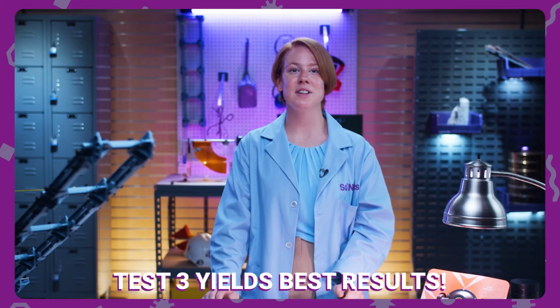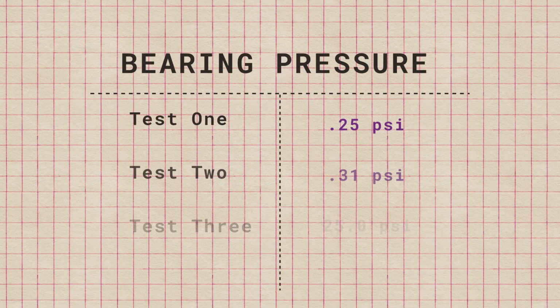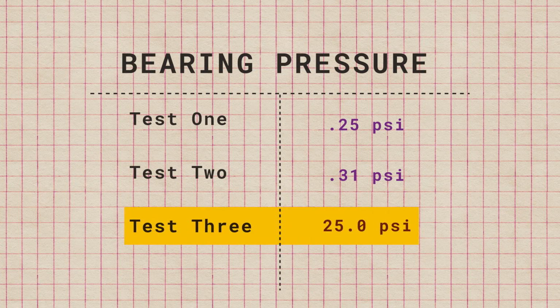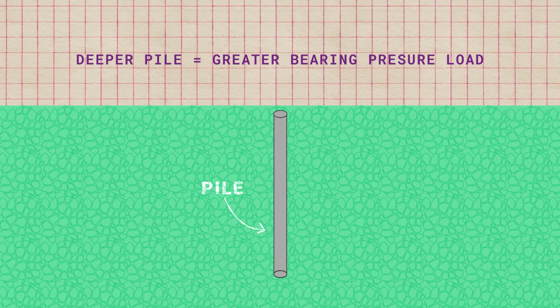We can see that test 3 yielded the best results because the soil was able to withstand a higher pressure. We can see that through the data and also whenever we think about our deep foundations. The dowel was able to reach a much greater depth, which led to greater stability in the foundation.